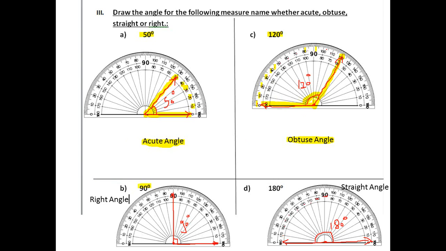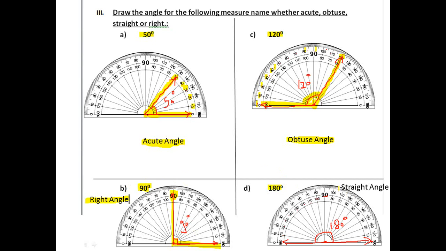Now the third question is the 90 degree, and we know of course that the 90 degree we name a right angle. So we start from the middle of the protractor, we draw a line towards the 0, and we count 10, 20, 30, 40, 50, 60, 70, 80 until we reach the 90. We draw a line and we name this a right angle.